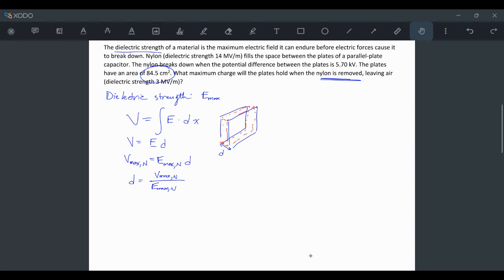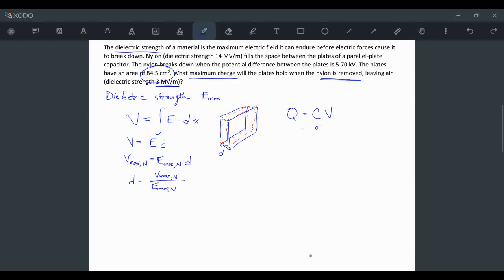And next, we want to consider what's happening with the air. We're asked what the maximum charge the plates will hold is when the nylon is removed and we have air, and we're told the dielectric strength of air. Remember, these parallel plates work like a capacitor, so we want to find the maximum charge. If something has capacitance, the charge on the object is equal to the capacitance times the potential difference across it, or just V. You could write delta V as well if you want.